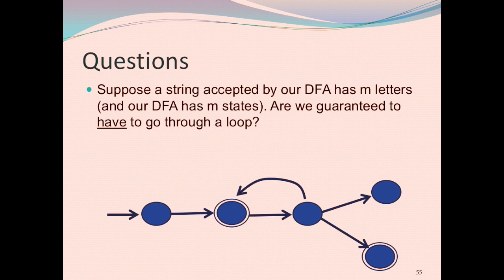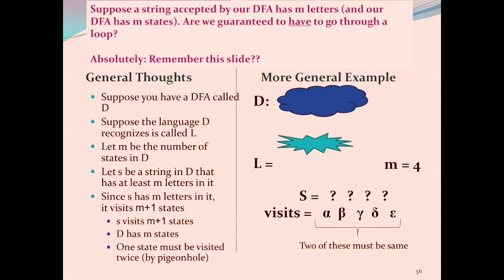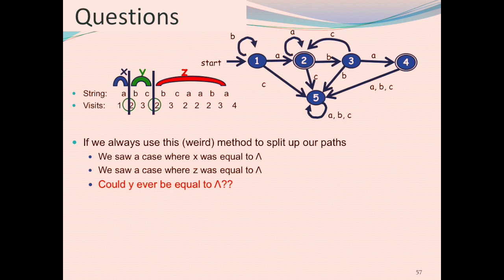Okay, now suppose a string accepted by our DFA has m letters, and our DFA has m states. Do we have to go through a loop? I hope you're convinced that, yeah, we do. Remember this slide? If m was 4 and we had 4 letters in our string, that meant we visited 5 states, so by the pigeonhole principle, 2 of them had to be the same.